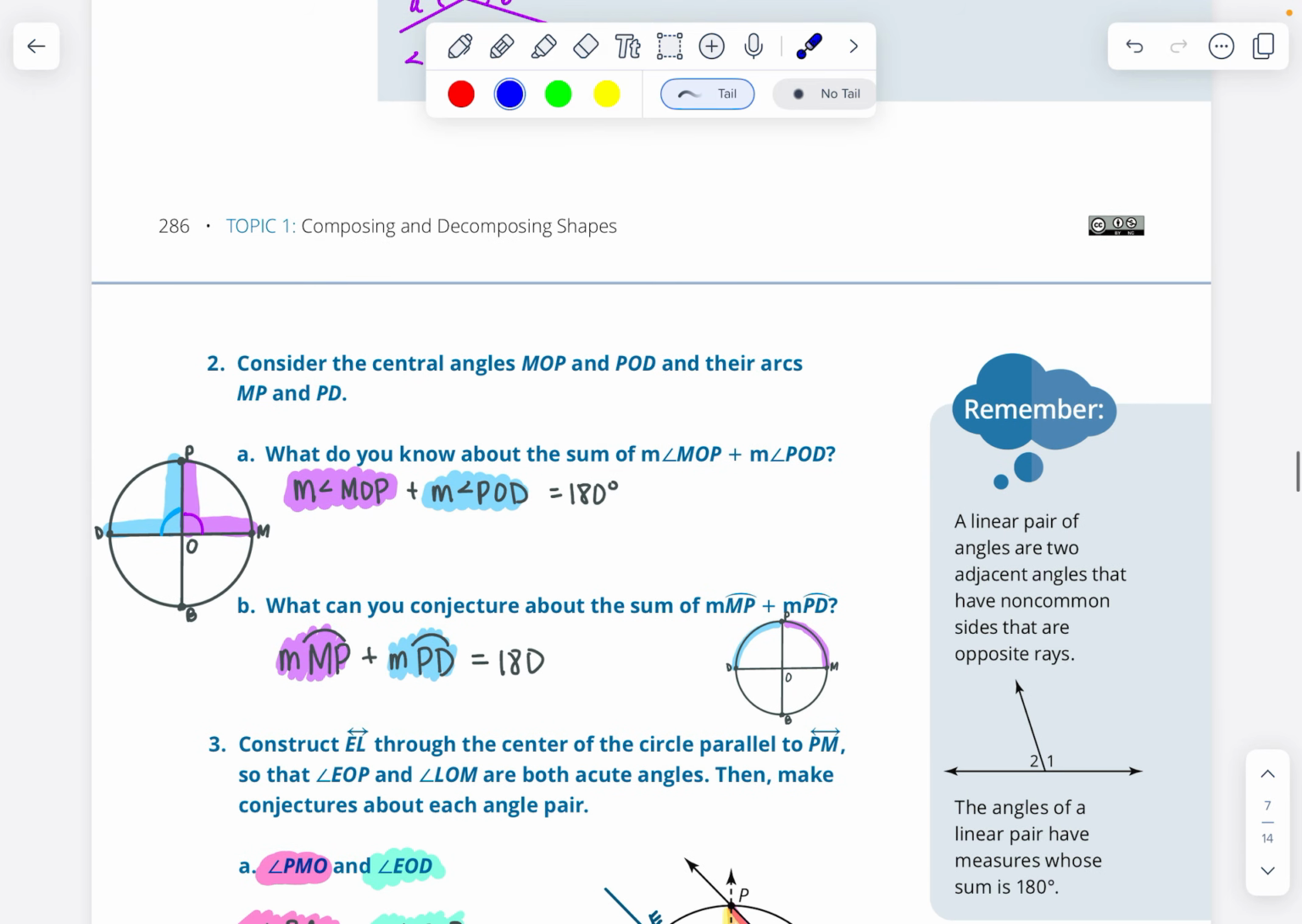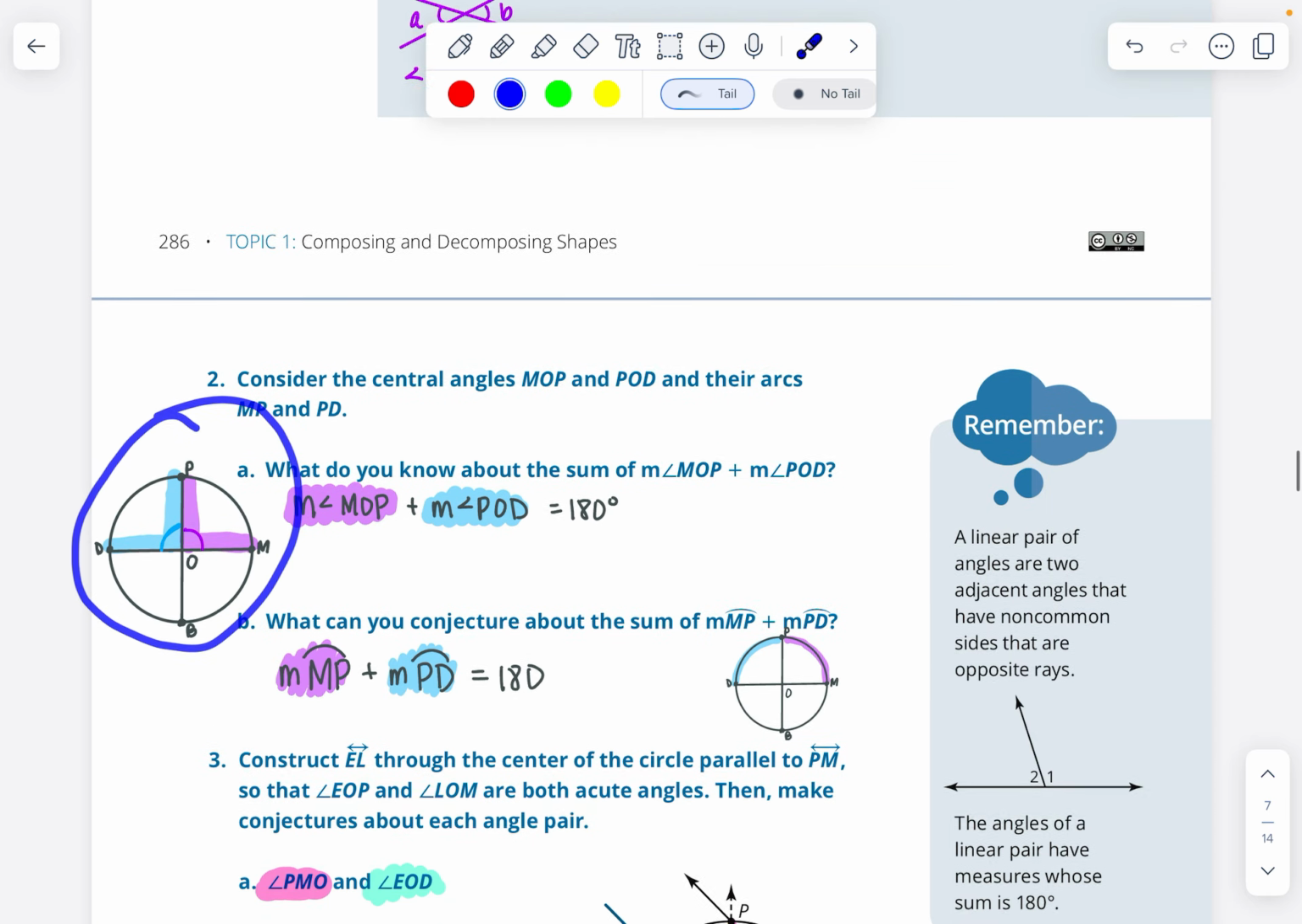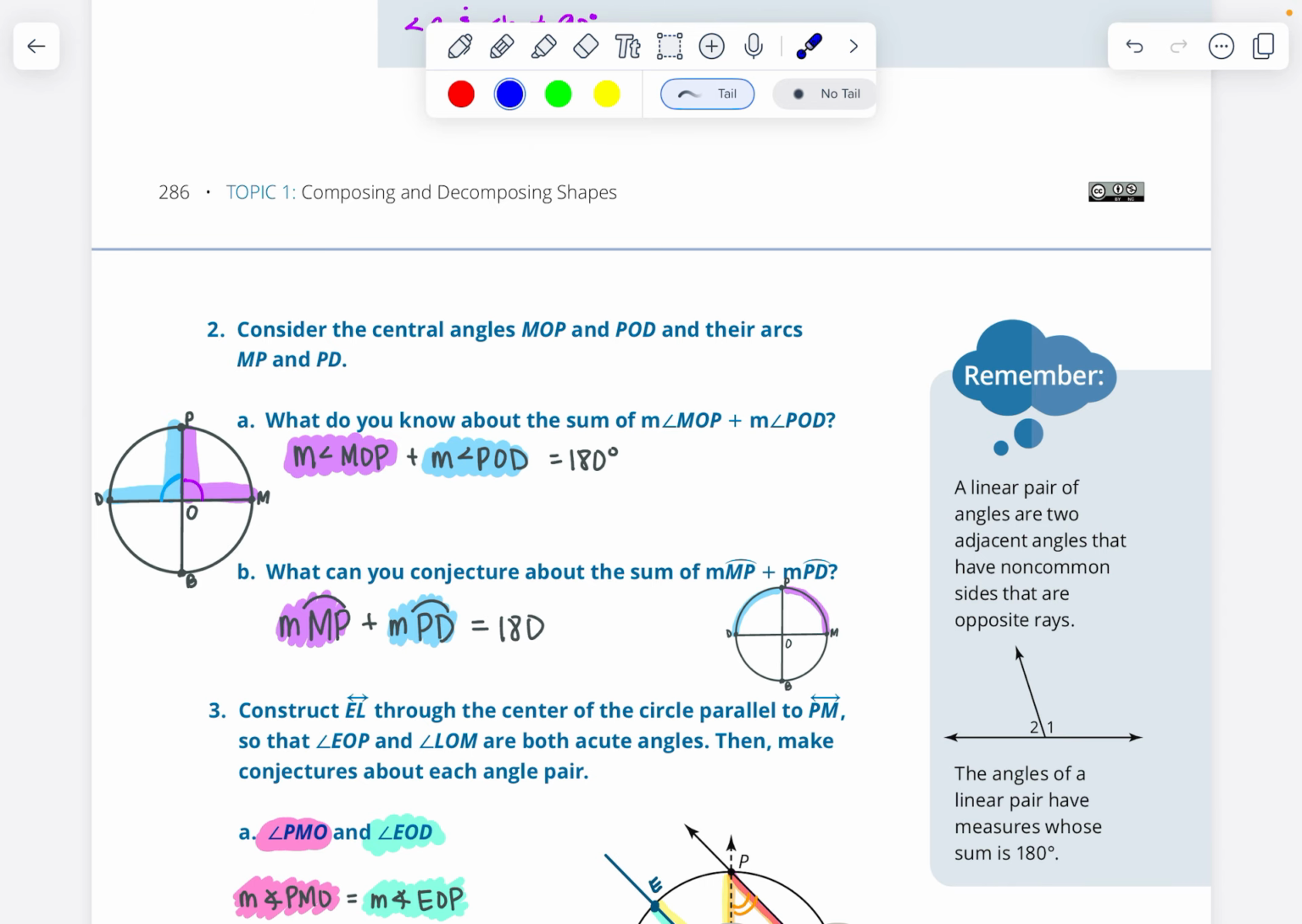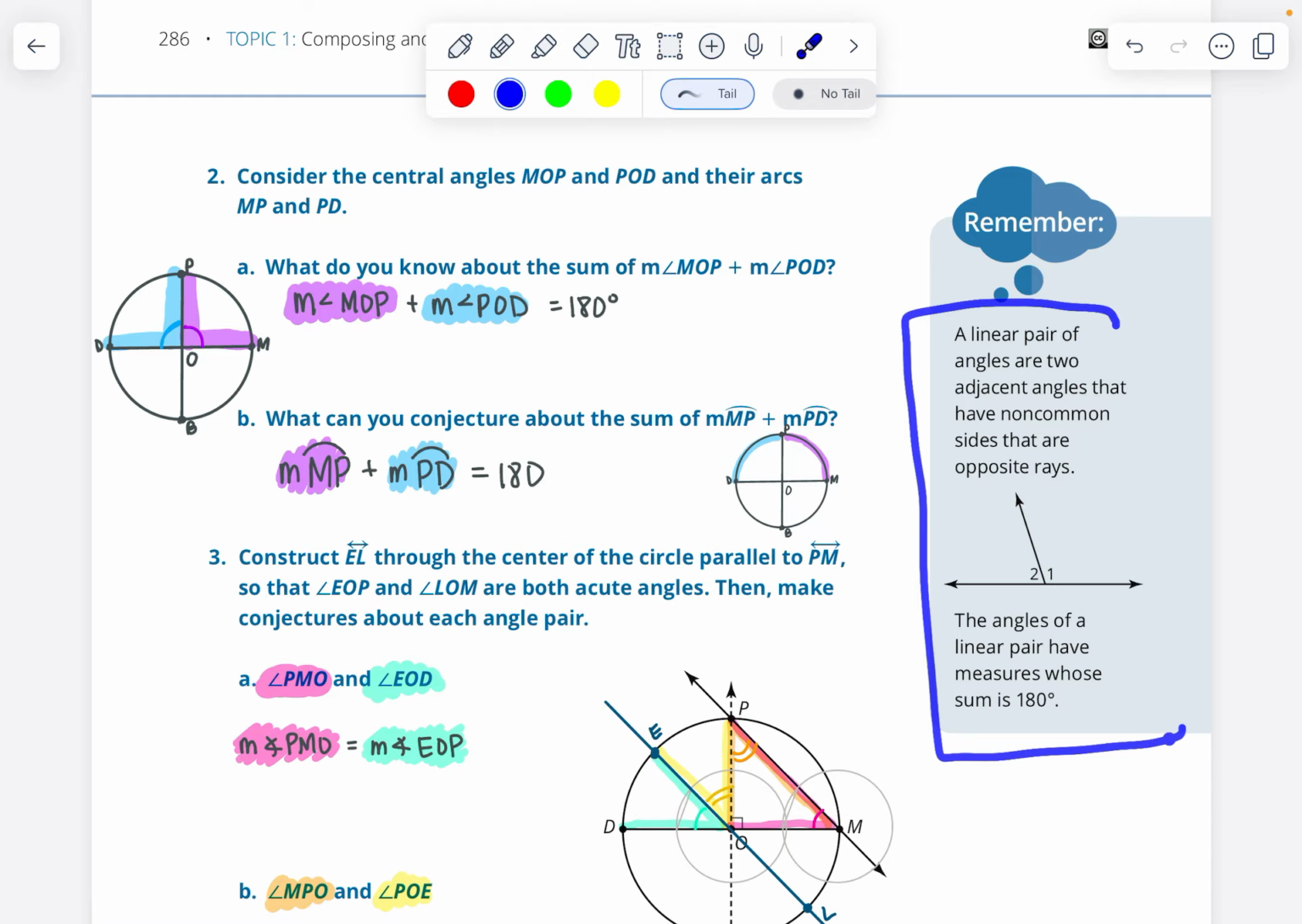All right, consider the central angles MOP and POD. I just went ahead and copied the circle from up here, down here. All right, what do you notice about the sum? So MOP is this angle, and POD is this angle. If I add these two angles together, it makes a line. So that's 180 degrees. What can you conjecture about the sum of these two arcs? MP plus PD, again, if I add them up, it equals 180 degrees because it's a semicircle. All right, you can see over here, this would be the definition of a linear pair.